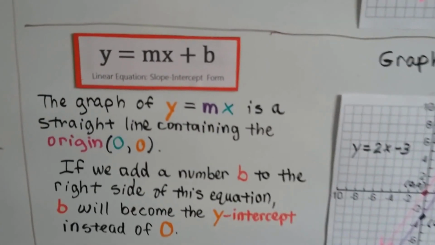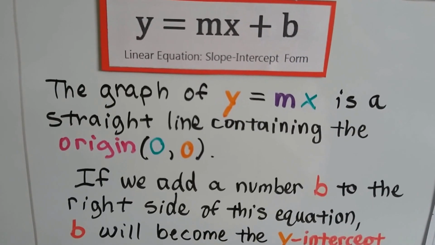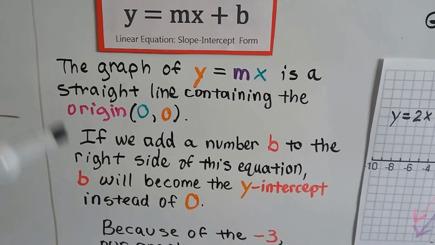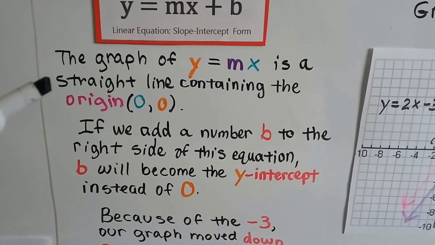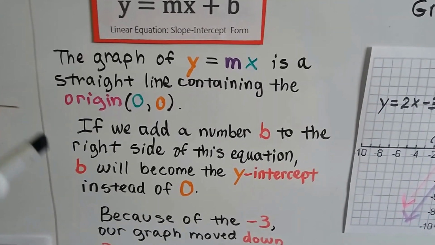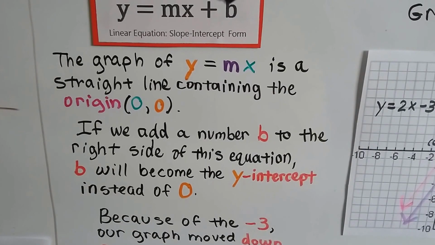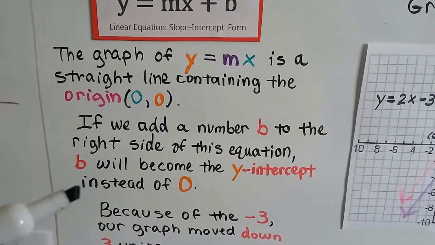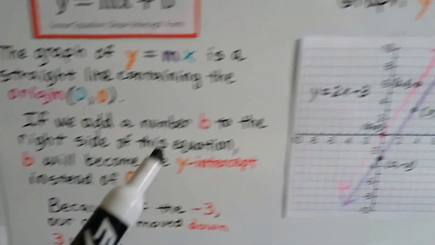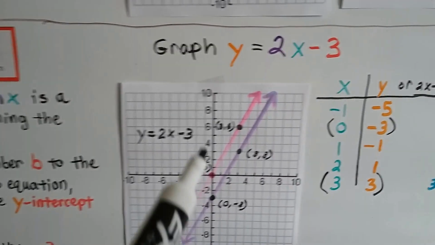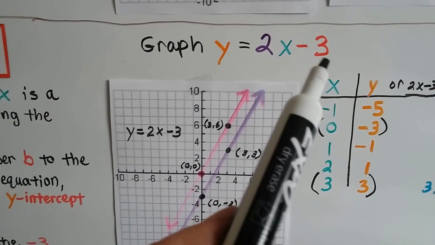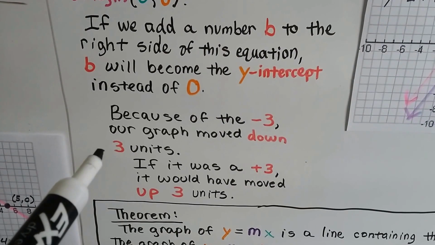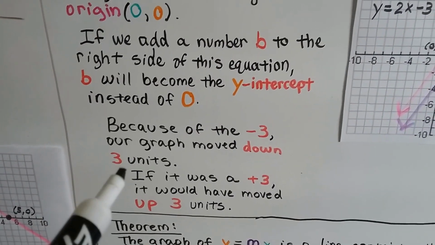Now remember I showed you this in the last video, this card. It said linear equation, slope-intercept form. Well, that's exactly what we're getting into. The graph of y equals mx is the straight line containing that origin 0, 0. If we add a number b to the right side of the equation, b is going to become the y-intercept instead of the 0. So if it says to graph y equals 2x minus 3, this minus 3 is the b. Because of the minus 3, our graph is going to move down 3 units.